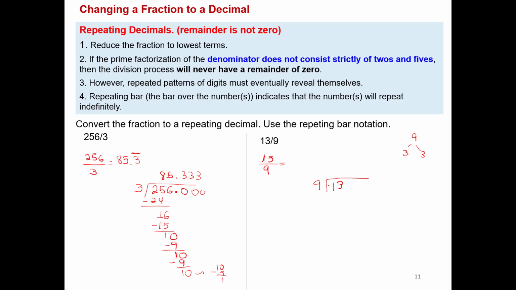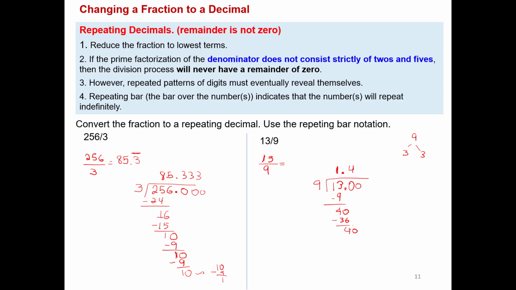How many 9's are in 13? It is 1. 1 times 9, 13 minus 9 is 4. Now we place the decimal point in the quotient. We add zeros, bring the 0 down, then how many times 9 in 40? It is 4. 4 times 9 is 36. We have 4. Add a 0, bring the 0 down.